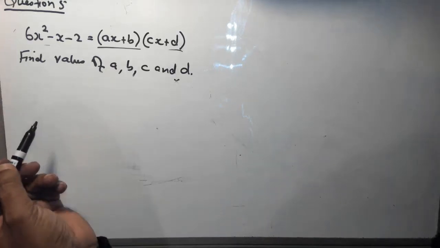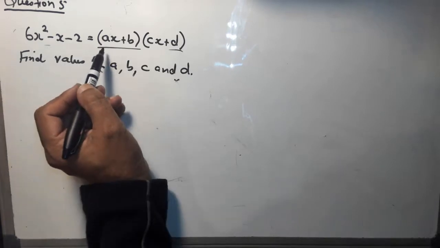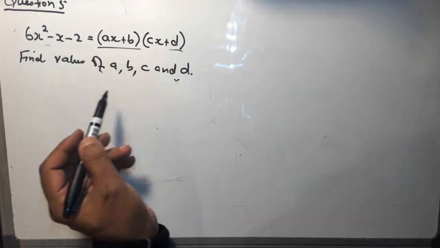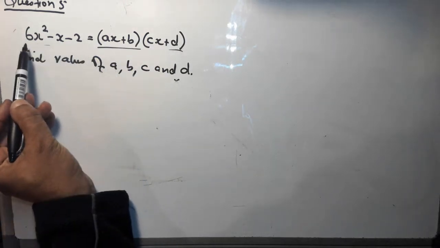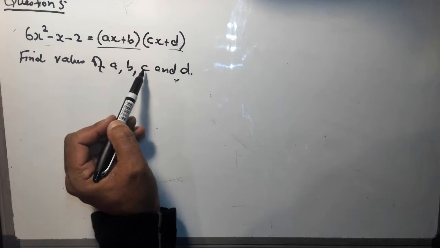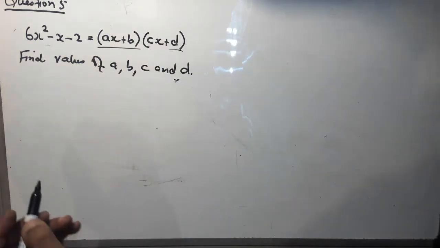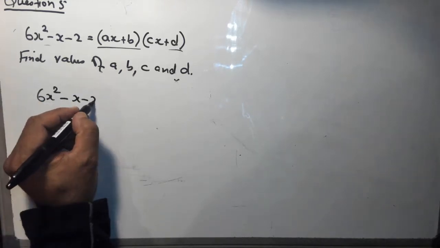Question 5 reads: 6x squared minus x minus 2 is equal to (ax plus b) into (cx plus d). What you are required to do is factorize this quadratic and find the values of a, b, c, and d. Let's go and do that now. So we have 6x squared minus x minus 2.